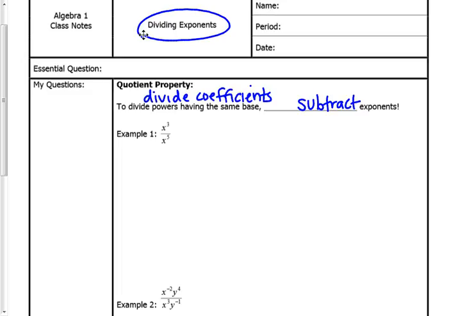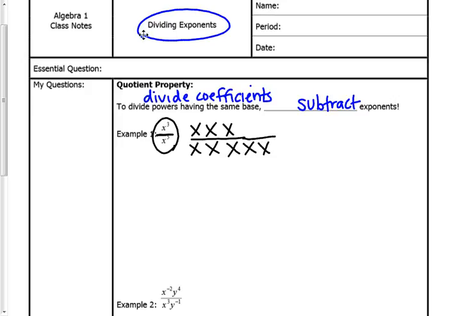Okay, so what we're doing here is this example says we have x to the third power divided by x to the fifth power. So whenever we see that fraction bar, that does mean division. So how many x's do I have here if it's raised to the third power? Well, that's saying I have 3 x's in my numerator. And if it's raised to the fifth power in my denominator, that's saying I have 5 x's in my denominator.